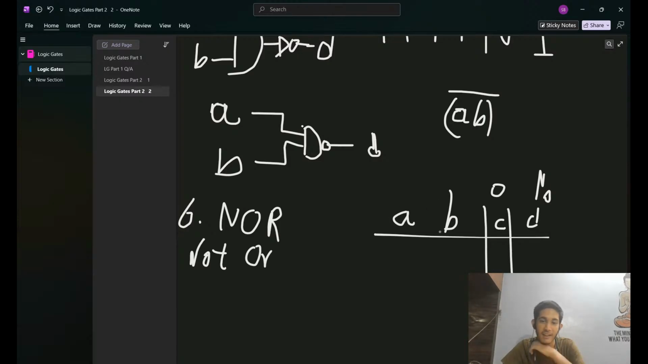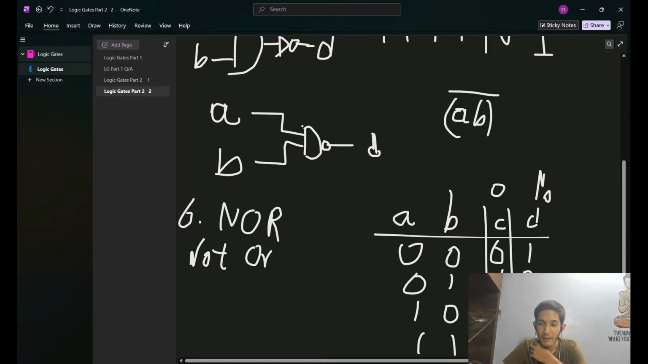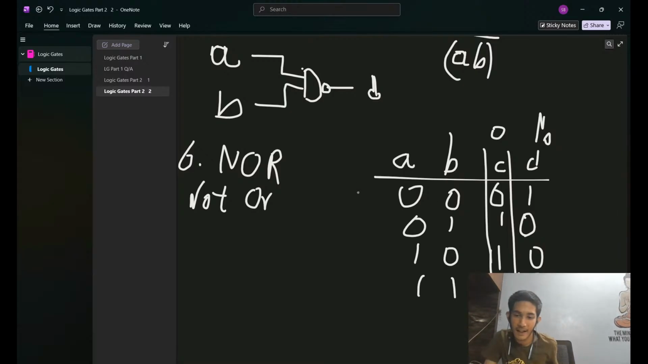Anyway, so if I have 0 0, I just set up all the possibilities first. If I have 0 0, OR will give you 0, right? But then NOR will invert that, so it gets 1. 0 1 gives you 1 for OR, which NOR inverts to 0, and the rest of them are also 0 because the rest of them are 1. So because the OR gate gives 1 for everything which has a 1, the NOR gate will give a 0 for everything that has a 1.